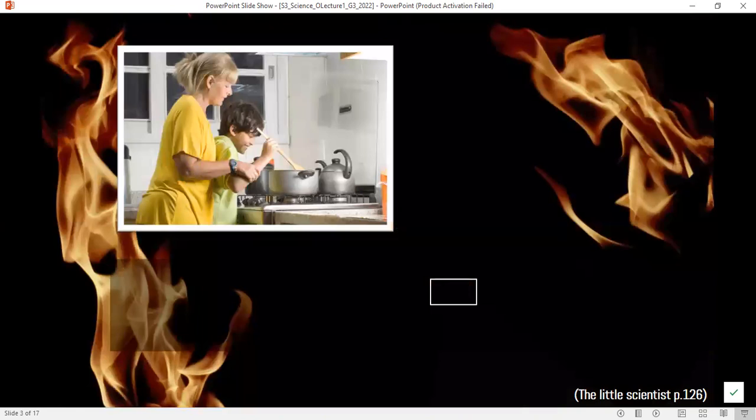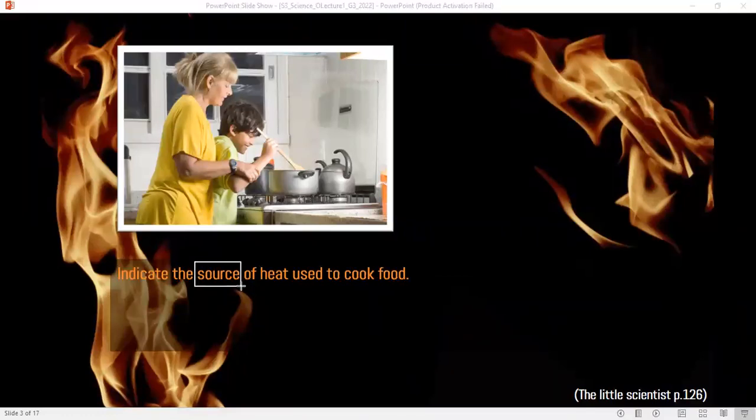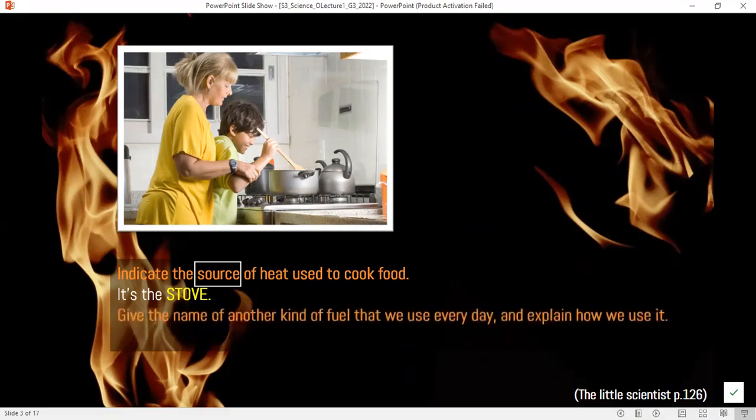What about this? The boy is helping his mom cooking. In this picture, what is the source of heat? Where does heat energy come from? The heat is coming from the stove, right? Actually, the fuel, the gas in the stove is burning and changing into heat. This is what helps in cooking your food.